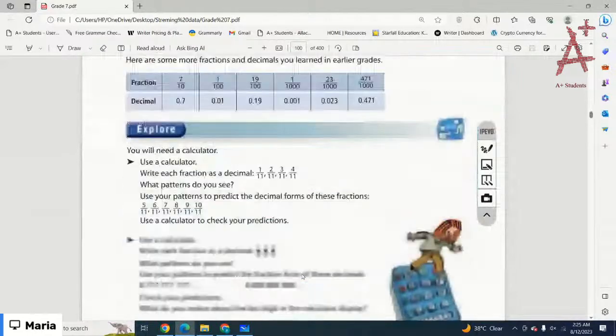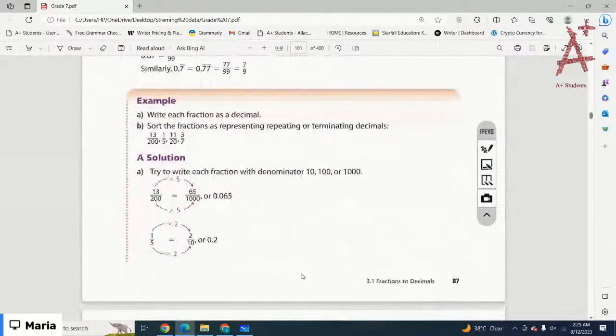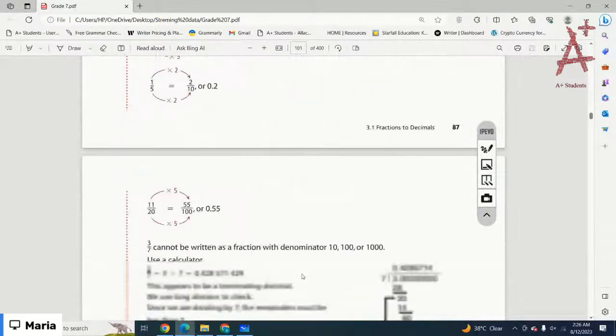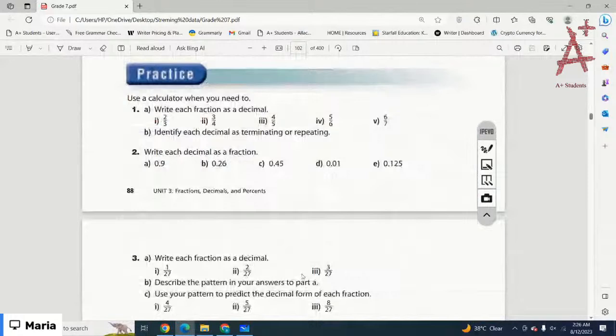So how do we convert? Let's just start with the practice questions. Okay, let's start with the first question. Use a calculator when you need to. Okay, you are allowed to use a calculator. I don't know if you're allowed in your school or not, but here, if you need a calculator, you can use it. Okay, let's just start with the first one, that is 2 over 3, right?